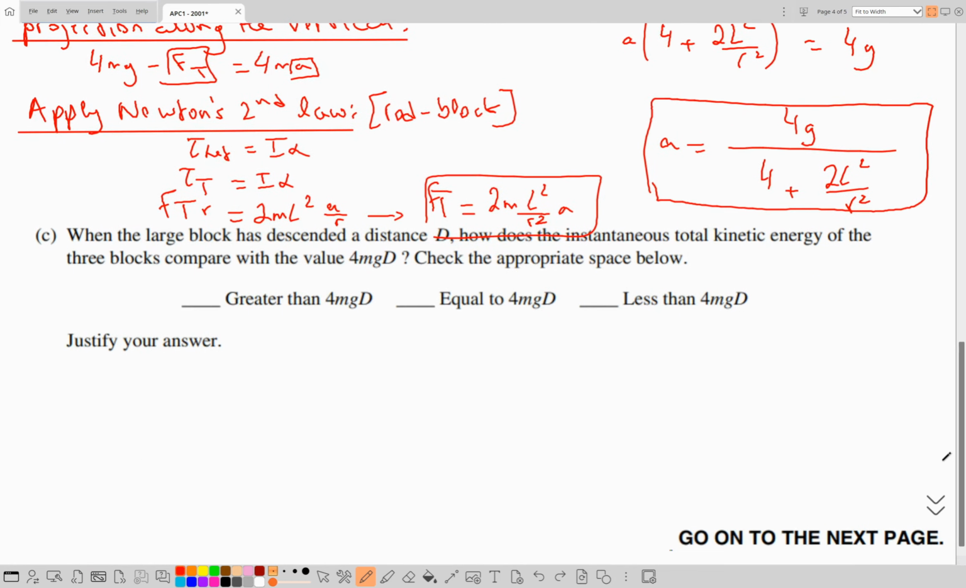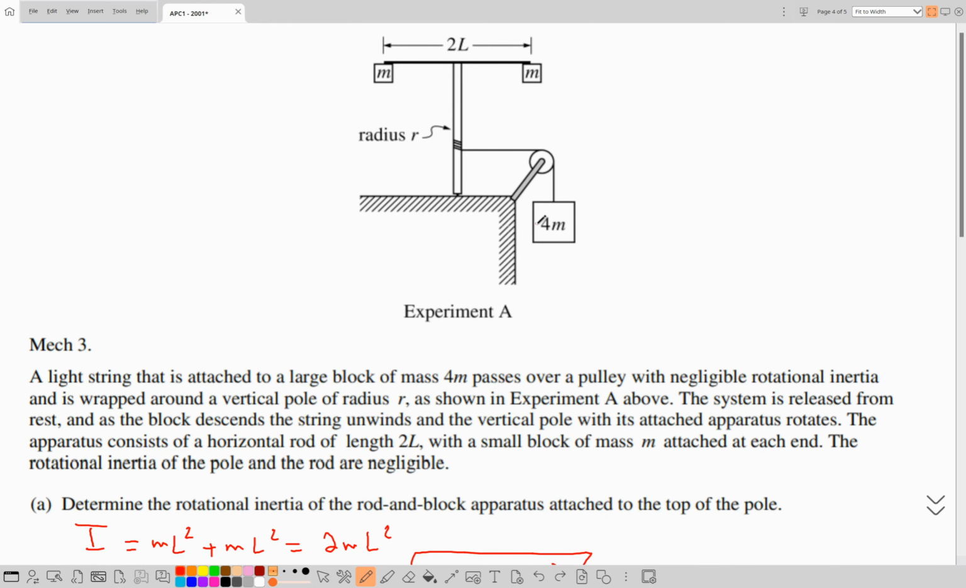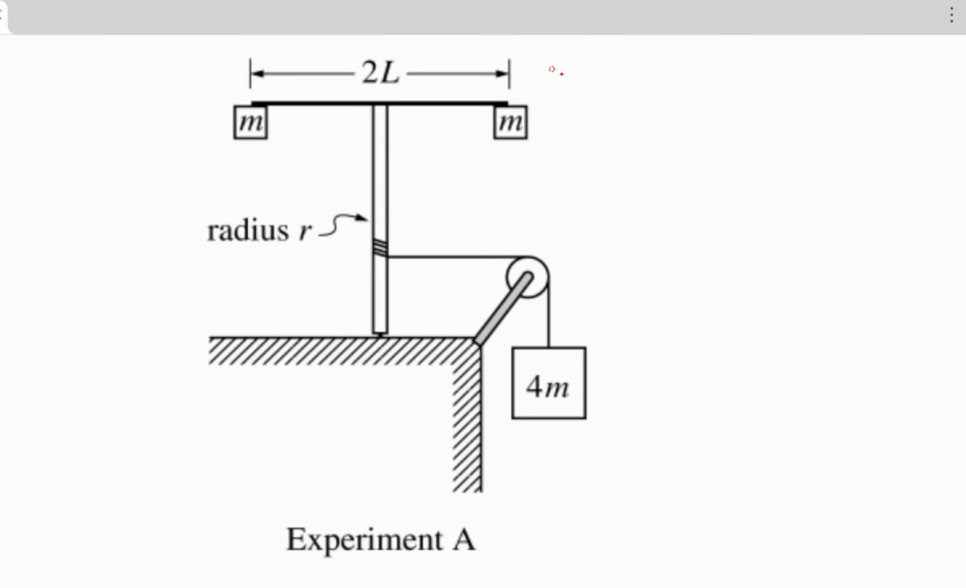Now in part C, they're telling us, when the large block has descended a distance d, how does the instantaneous total kinetic energy of the three blocks compare with the value of 4mgd? Check the appropriate space below. Now when this descends a vertical distance d, they're telling us to compare with 4mgd. What does 4mgd represent with respect to a mass of 4m and the vertical distance d? This is basically the gravitational potential energy. So the system will lose a gravitational potential energy given by 4mgd.